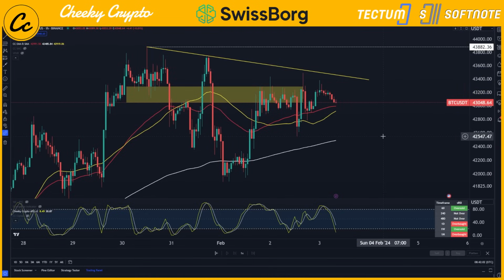I think the trend line in itself is quite weak. Now, I'm not looking for us to breach the swing high at 43,882. That's the white line that you see on the screen here, but it is a possibility. So we'll keep a close eye on that.